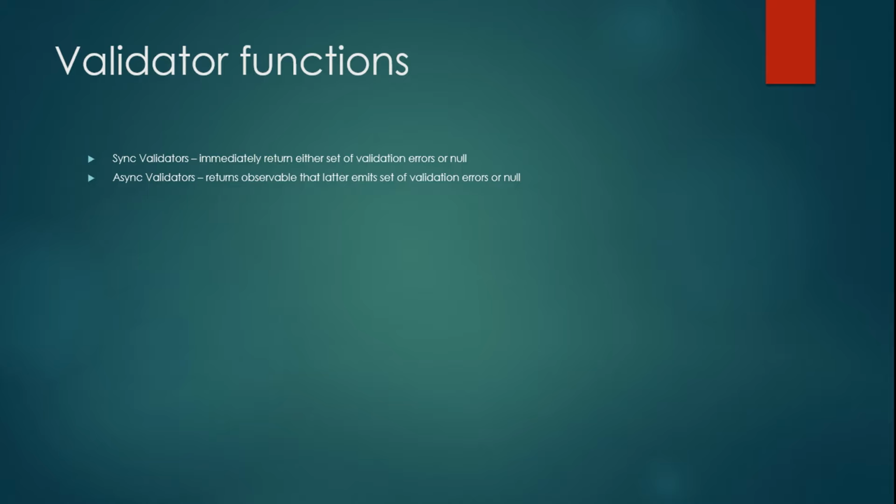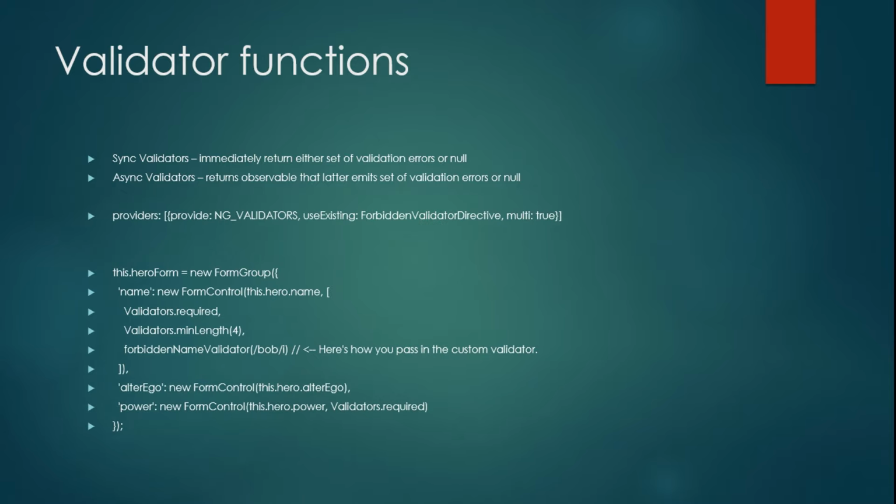So these observables get the data from the network or from a database, and depending on that data, we validate the data the user enters against the database data. Then it emits the values, and those emitted values decide the validation of that data, so it emits the errors. So that is async validators.